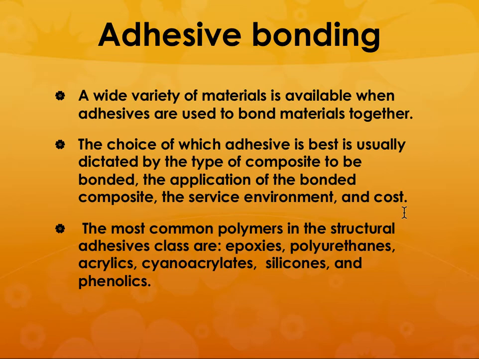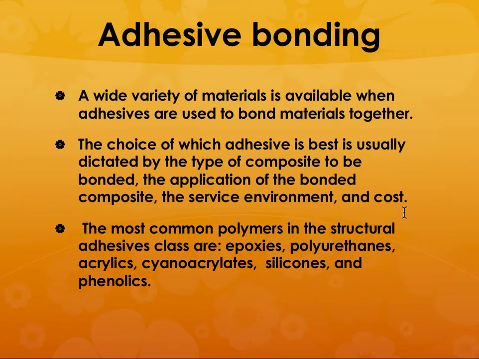So the most common one nowadays, they are trying to move over to adhesive bonding. And there is a wide variety of materials available when adhesives are used to bond materials together. And especially with composites, some of these adhesives are being used because of issues with mechanical bonding. So this is a standard method, and it is a more accepted method of joining, especially if you have a large structure. Having an adhesive bonding is probably better.